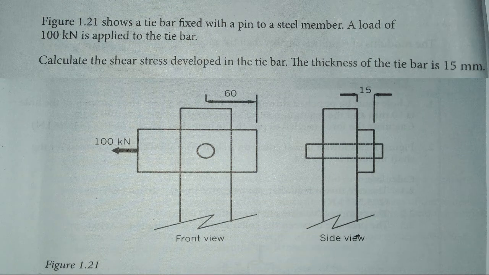Today we are doing an exercise on shear stress, and the exercise reads as follows. Figure 1.21 shows a tie bar fixed with a pin to a steel member. A load of 100 kN is applied to the tie bar. Calculate the shear stress developed in the tie bar. The thickness of the tie bar is 15.